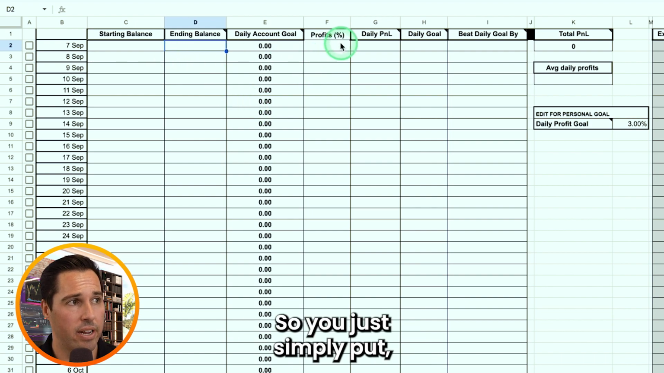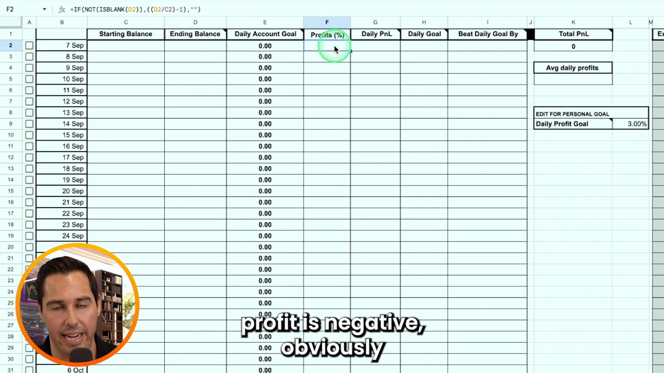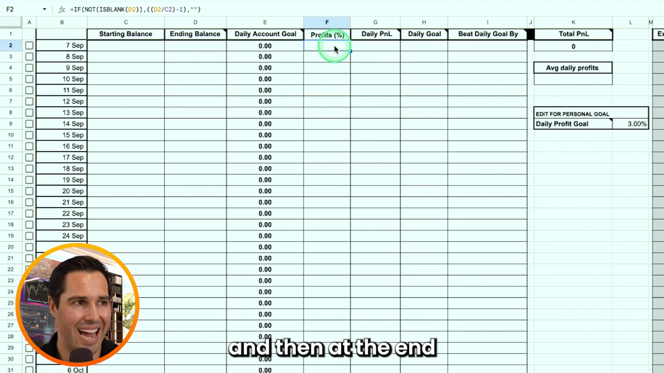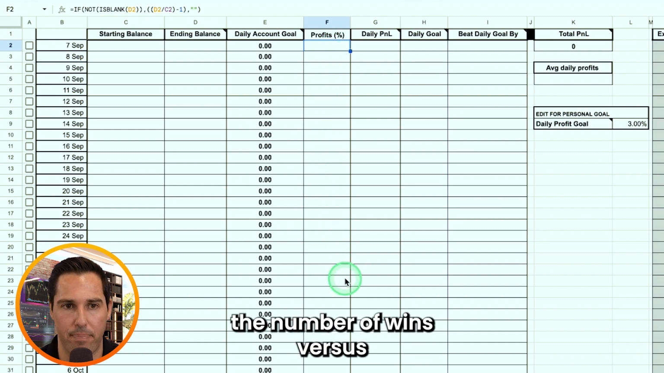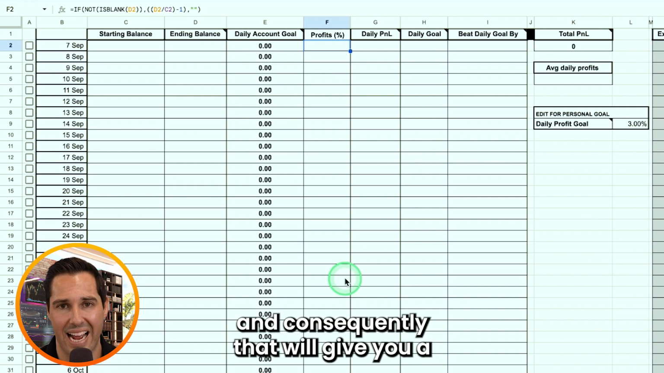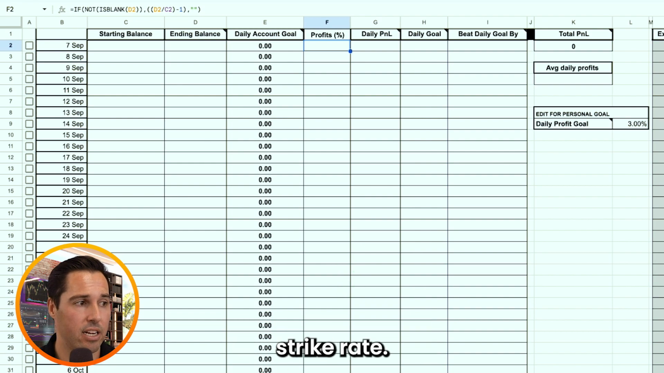So you just simply put, if your percentage profit is negative, obviously you mark that down as a loss. And then at the end, you will tally all of that up, the number of wins versus the number of losses. And consequently, that will give you a strike rate.